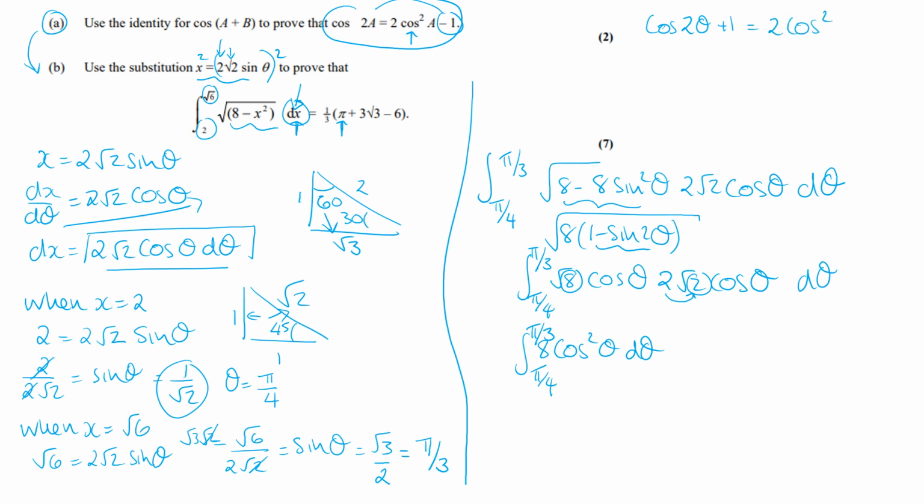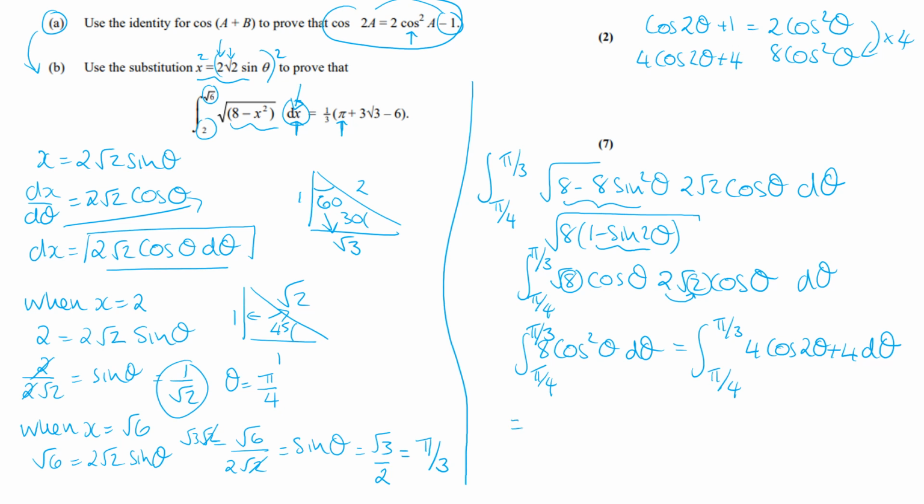2 cos squared theta, and I've got 8 cos squared theta, so 8 cos squared theta timesing by 4 on that side will be 4 cos 2 theta plus 4. So this is the same as integrating between pi by 4 to pi by 3 of 4 cos 2 theta plus 4 d theta. Now we can finally actually integrate.